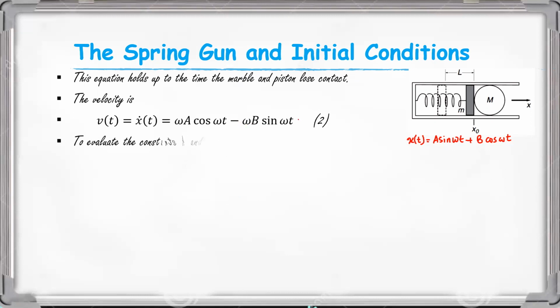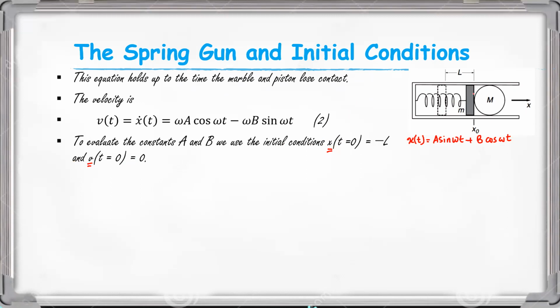Okay. To evaluate the constants a and b, we have to use the initial conditions. What are the initial conditions? First is the initial value of x, and the initial value of v. Initial value of position.